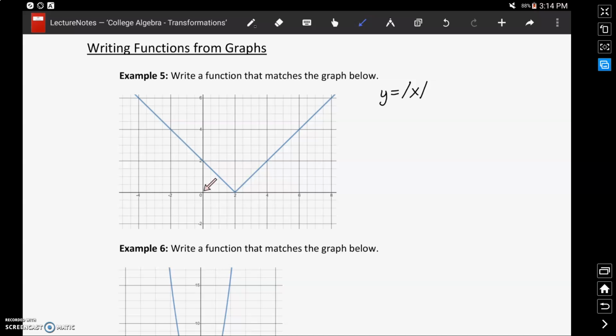From there, we have to determine what sort of transformation or reflection was applied. Normally, our absolute value function would have its intercept at 0, 0, but that's been shifted to the right by 2 units. So what we can determine is that this would be the graph of y equals the absolute value of x minus 2 to take into account that shift to the right of 2 units.